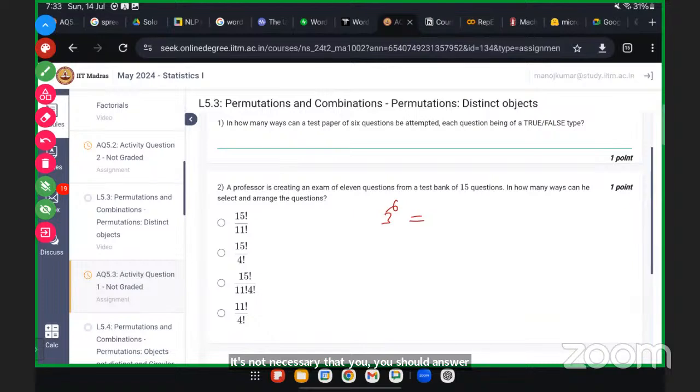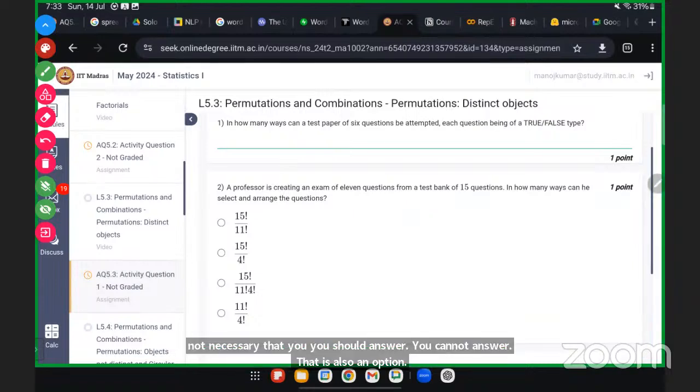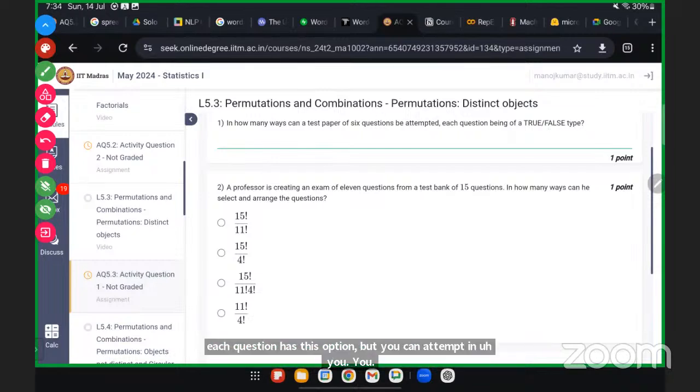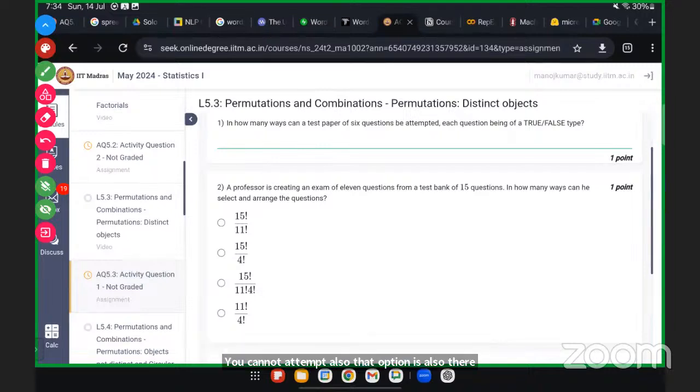Okay, if this is a little ambiguous, then we can add that each question has this option, but you can also choose not to attempt. That option is also there. If there was a condition that each question should be answered, then it would be 2 to the power 6. If there is another option, like not attempting, then that is 3 power 6.